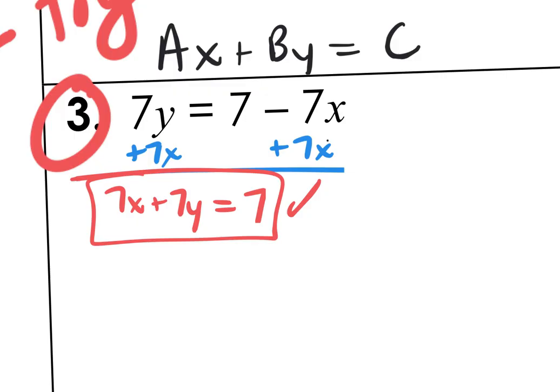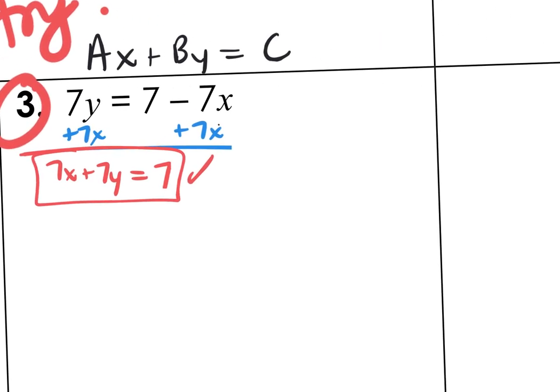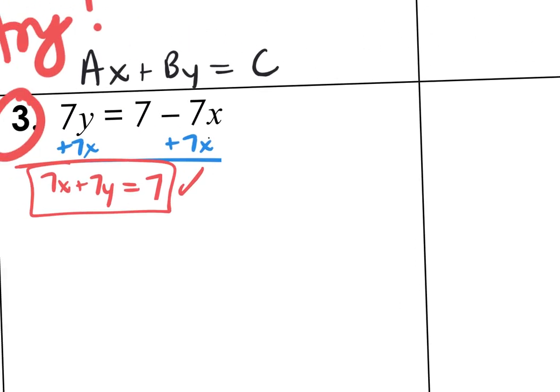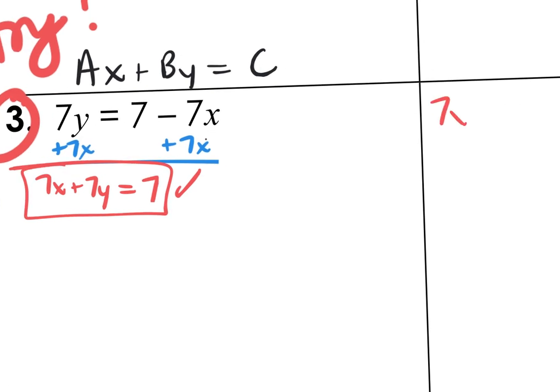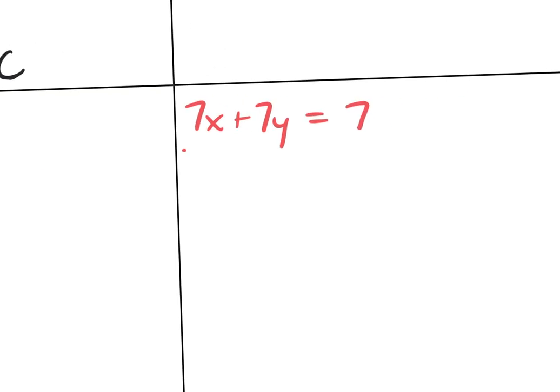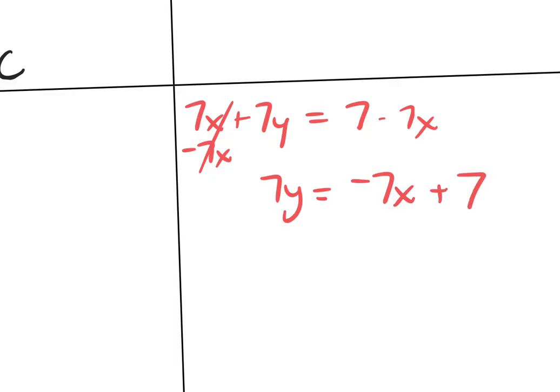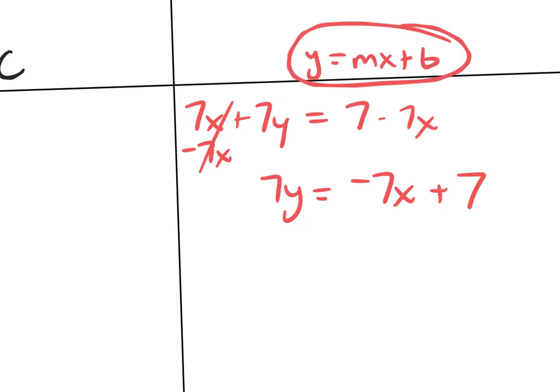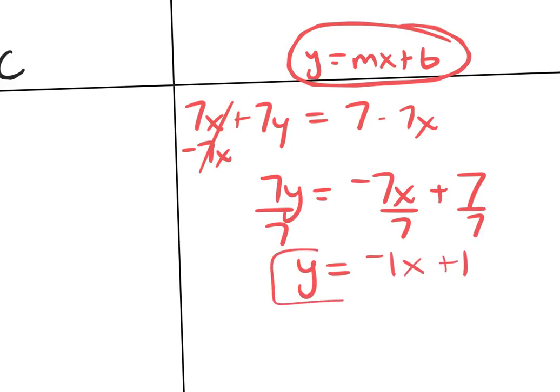That's standard form. Okay, now we need to rearrange it to get it into y equals mx plus b. I'm going to just take this, 7x plus 7y equals 7. If I want to rewrite that into slope-intercept form, I'm going to do minus 7x. Okay, we kind of go back to where we started. I'll put negative 7x plus 7. Because I'm trying to get it into this, y equals mx plus b. I'll divide by 7, so I get y equals negative 1x plus 1.